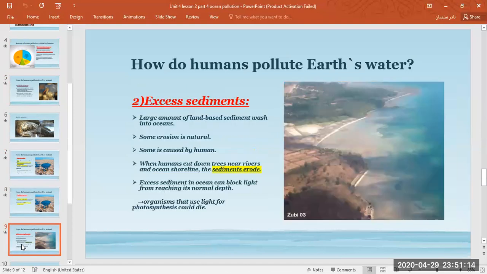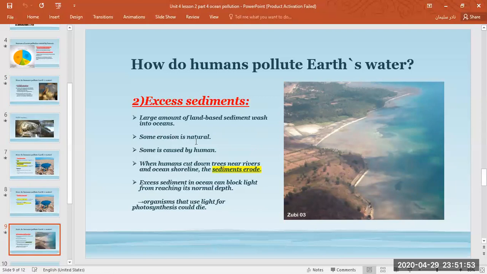The second cause, or the second source, okay, that causes pollution, we have excess sediments. You know the meaning of sediments. Excess means extra or over. Sediments like soil, sand, gravel, these substances, the matter that settles at the bottom of water. Do you know that extra sediments, when they go to ocean, will affect the living things at the ocean? Let's see how. A large amount of land-based sediment washes into oceans.